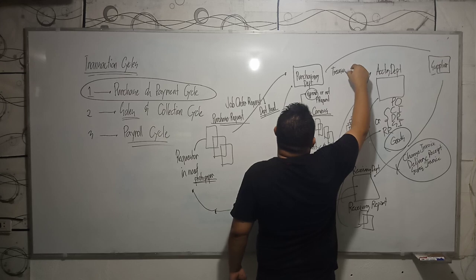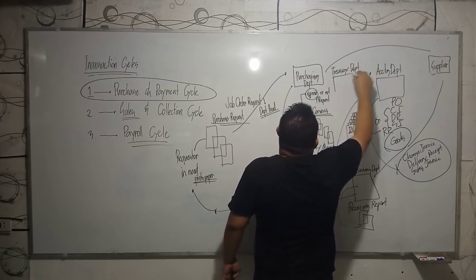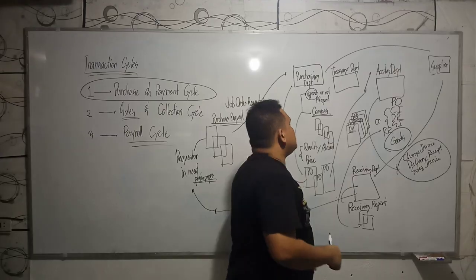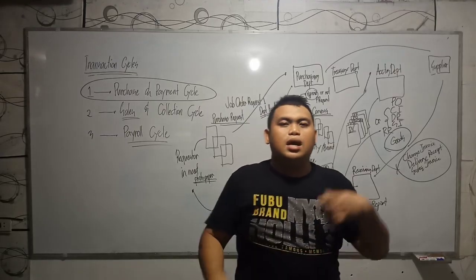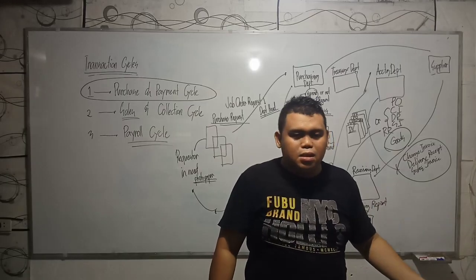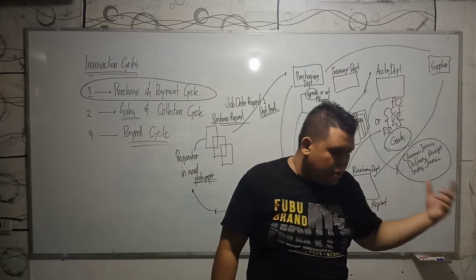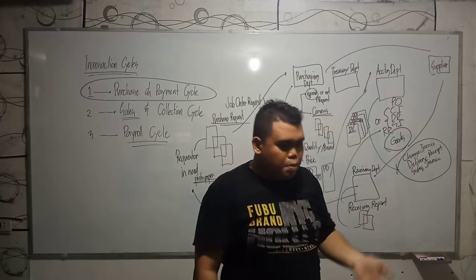So, let me emphasize that the Treasury Department is the one who maintains the cash of the company, the bank balances, the passbooks, the bonds, if ever there are bonds. So that's the Treasury Department or Finance Department.